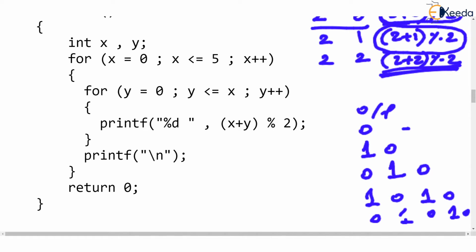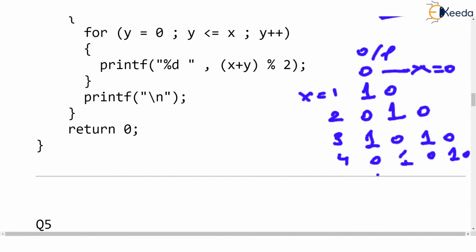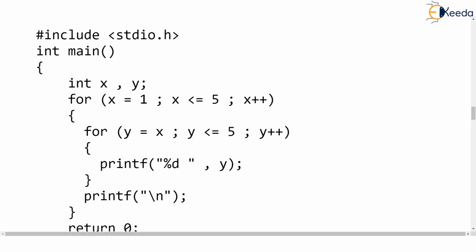This is when x is 0, this is when x is 1, x is 2, x is 3, x is 4, and when x becomes 5, the output will be 1 0 1 0 1 and 0. This is the output due to this. Let's see one more code given here.